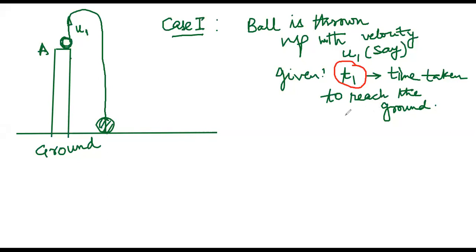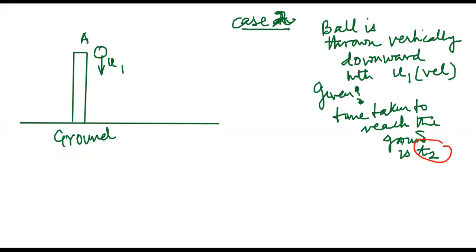And in the second case, it has been told that if the ball is thrown vertically downward with the same speed, that is u1, it will reach the ground over here, and the time taken will be equal to t2. So t2 is the time taken by the ball to reach the ground when it is thrown vertically downward.